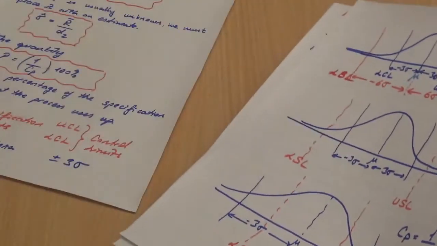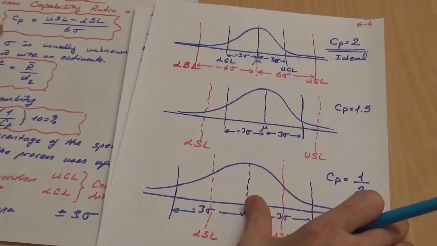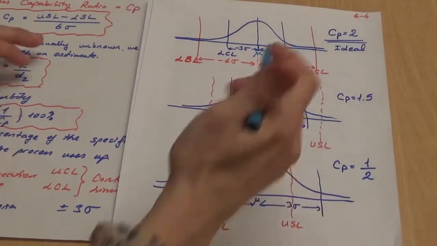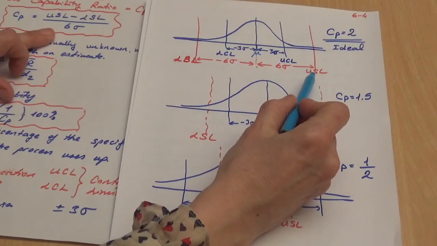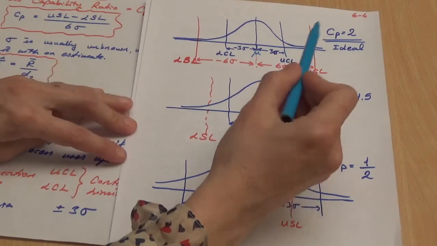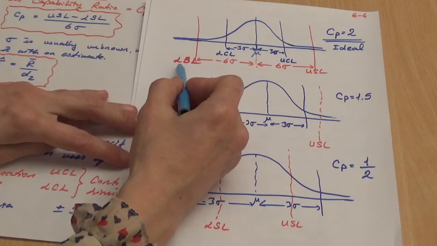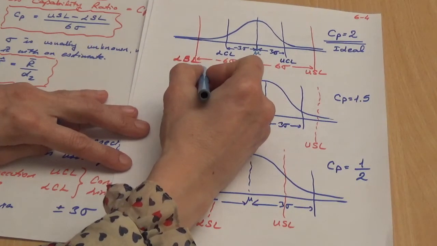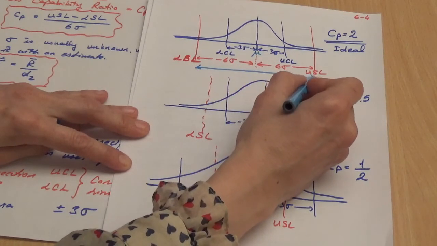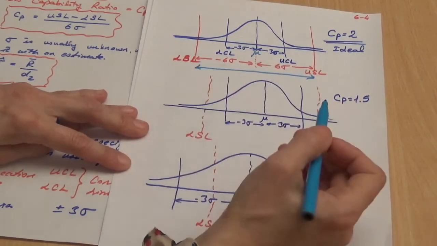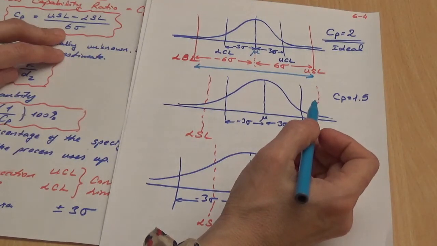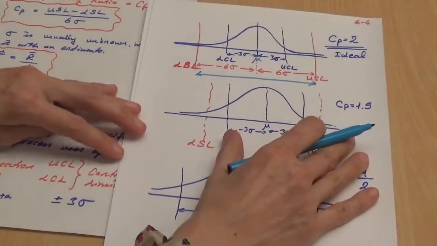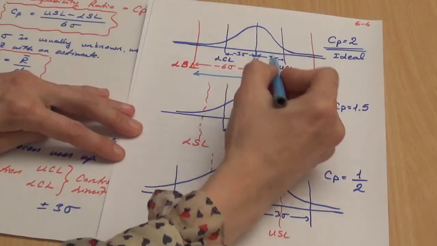Let's look at how we calculate the Cp, process capability. We subtract the lower specification limit from the upper specification limit. So this is the difference between them. And at the bottom we write 6 sigma. So in our example Cp is equal to 2.